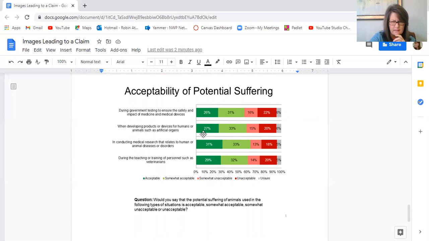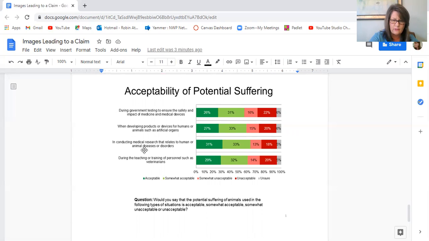Artificial organs. Oh, yes. So you see almost 60% of people think that they would accept, they would think that some animal suffering is acceptable if it's for artificial organs for humans or animals. Well, see, I had not thought of that. I had not thought about the fact that animal testing can also benefit animals. So this next one is really helping me think more about animals also.